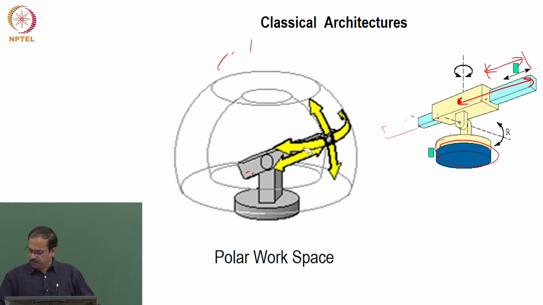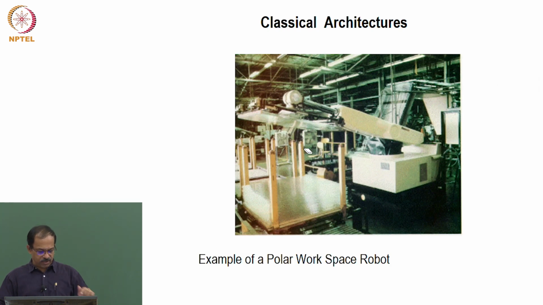Now, this is one of the commercial robots which actually uses a polar workspace. So you can see that all the motors will be somewhere at the base, and even for this linear motion also the motor will be somewhere here, and this can actually reach the base also. The end can actually reach the base and then pick up something and then do some task.